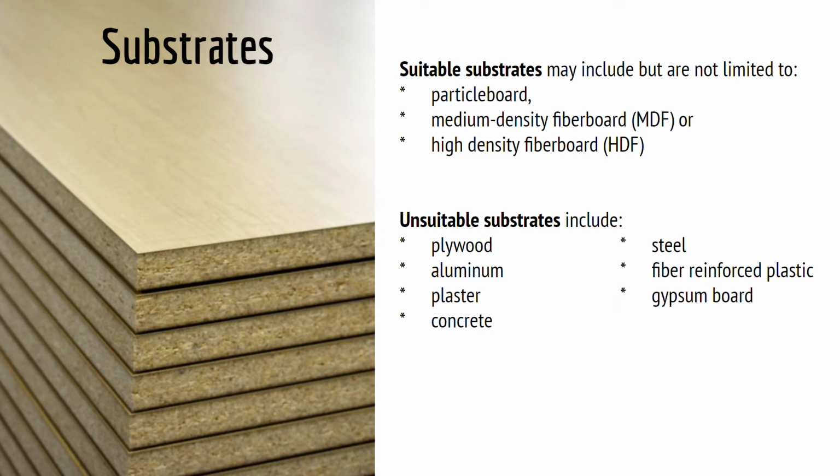Like HPL, metal laminates should be adhesively bonded to a substrate or to a sheet substrate, forming a new composite component which will be used in other assemblies. Suitable substrates may include particle board, medium density fiberboard, and high density fiberboard. Unsuitable substrates include plywood, aluminum, plaster, concrete, steel, fiber reinforced plastic, or gypsum board.